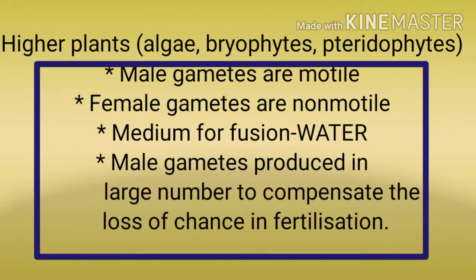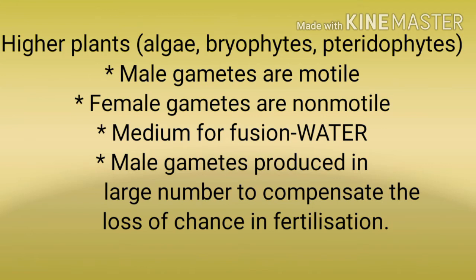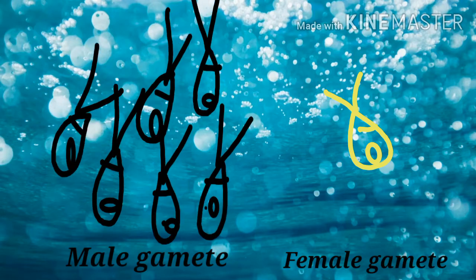Now if you talk about higher plants like higher algae, bryophytes and pteridophytes, male gametes are motile but female gametes are stationary, non-motile. Fusion happens in the water itself, so water is required for the fusion, and the gametes produced here will be larger in number. Why? Because the female is stationary and the male has to swim and reach the female, sometimes the process will be very difficult and the success rate will be very low.